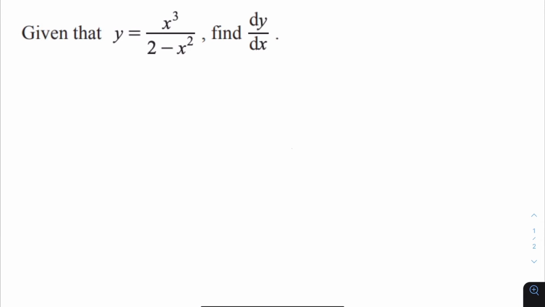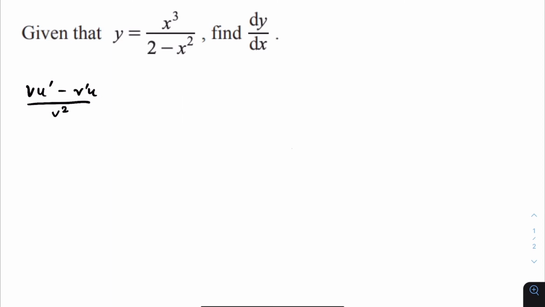Okay, so the next problem is given that y equals x cubed divided by 2 minus x squared, find dy over dx. So immediately what strikes out is the division sign, the fraction sign, which means we're going to be using the quotient rule. And that's what we did last time, so we can just rewrite it now. That's v times u prime minus v prime times u over v squared.